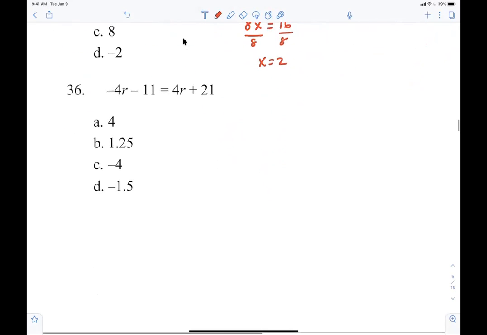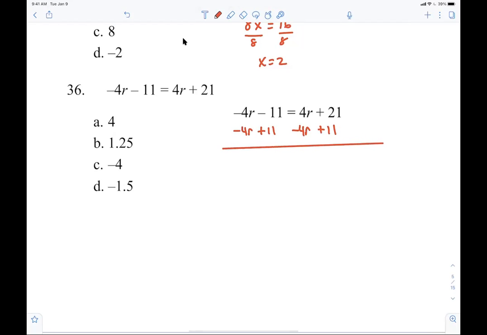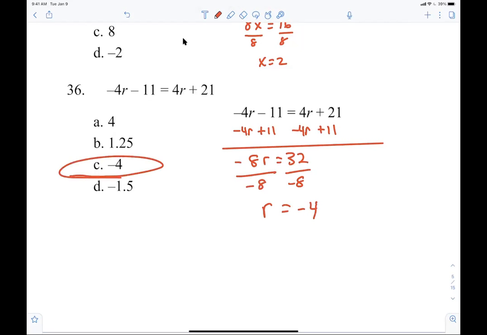All right, here we go with 36. Add 11, thank you very much. And negative 4r. So now I have equals 32. Divide by negative 8. So r equals how much? Negative 4. Any issues? Any issues?